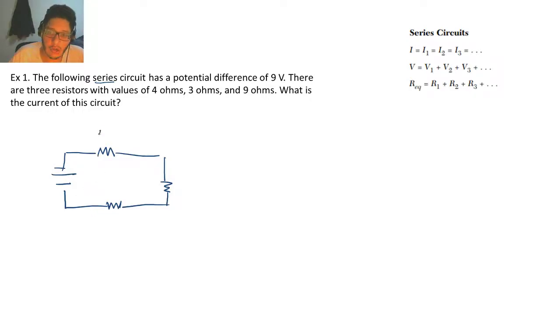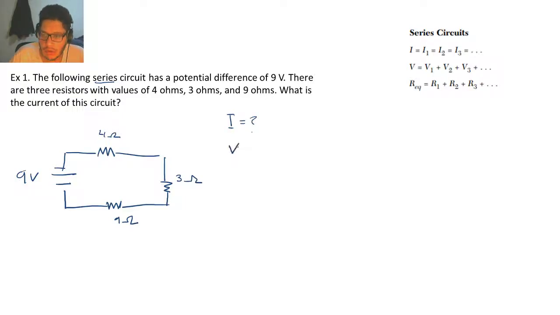This is R1, I'm going to make this 4 ohms. This is R2, I'm going to make it 3 ohms. This is R3, I'm going to make it 9 ohms. And I'm told that my circuit has a potential difference of 9 volts. That is my voltage. Cool. And now I'm asked, what is the current of the circuit? So I want to find out what I is.